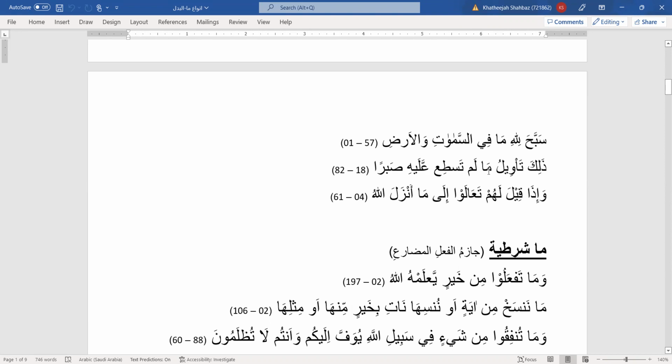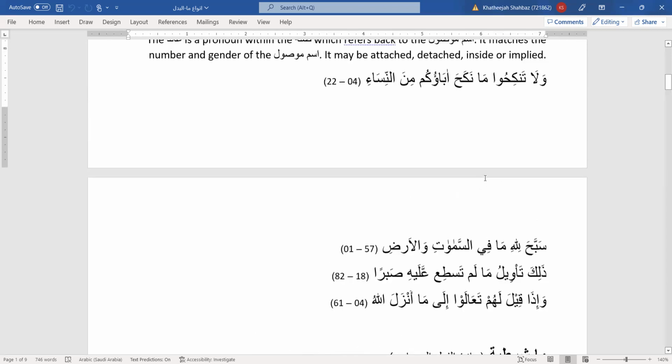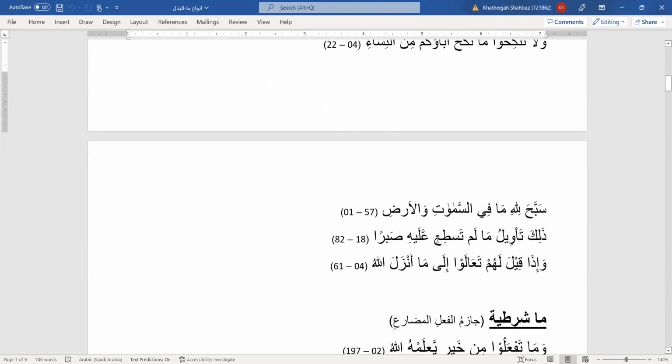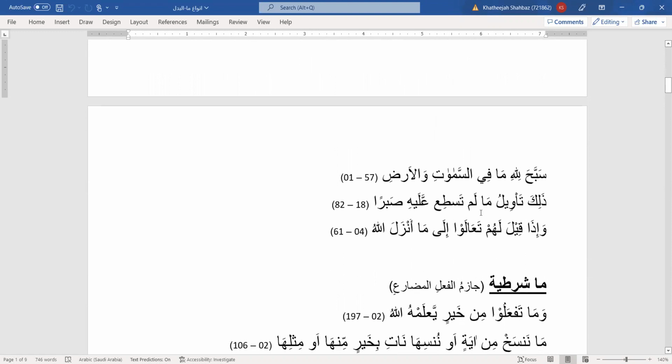So ma is ma mawsula. Lam tasti' alayhi sabra is a jumla fi'liya, which is the sila of ma. And this ma with its sila is playing a role in this ayah. So, Abir, can you tell what that role is? It will be one of these here. Do you know? Sifa? No. No.